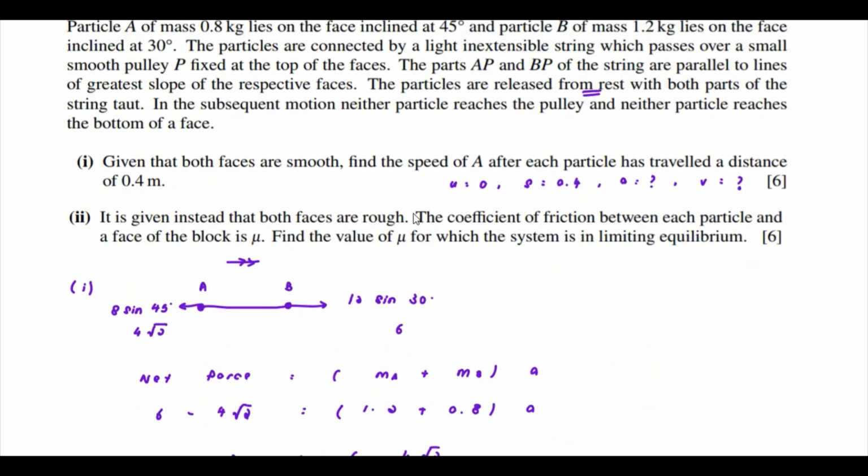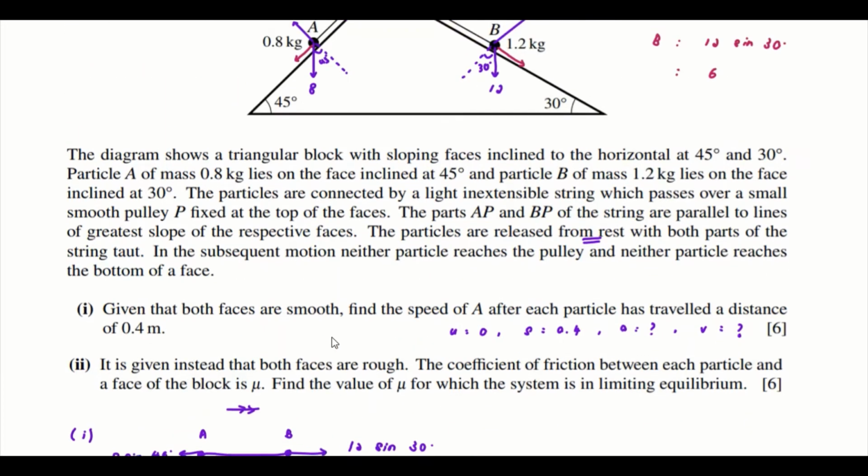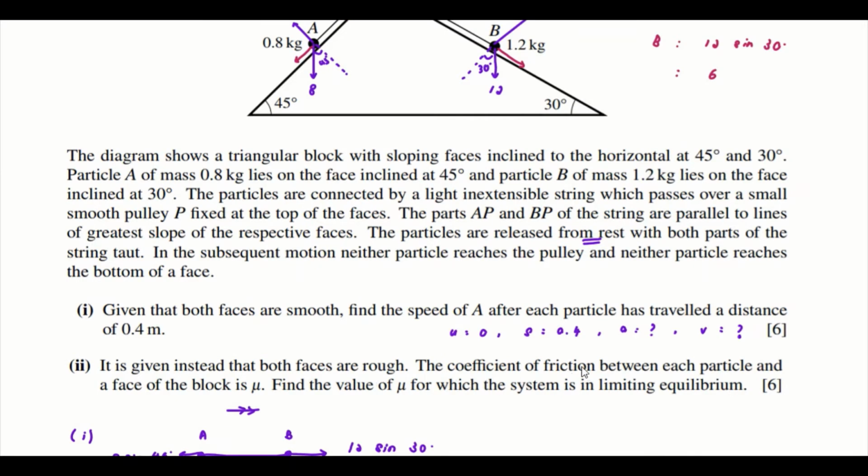Alright, part 2. So it is given instead that both faces are rough. So the coefficient of friction between each particle and the face of the block is mu. Which means the coefficient of friction is the same, since the surface is just the same, right? It's the same triangular block. Then the question wants us to find what is the mu when the system is in limiting equilibrium.